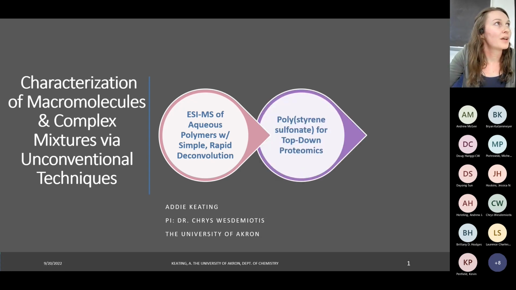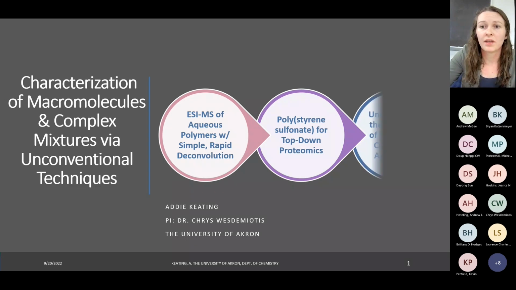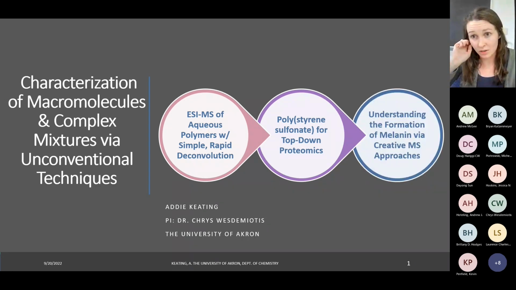And then I'll go over a top-down proteomics technique that we've been working on in our lab using polystyrene sulfonate oligomers as noncovalent selective adduct protein probes. And then the remainder of this talk, I will talk about different mass spec approaches that have been used to attempt to understand the formation of synthetic melanin.